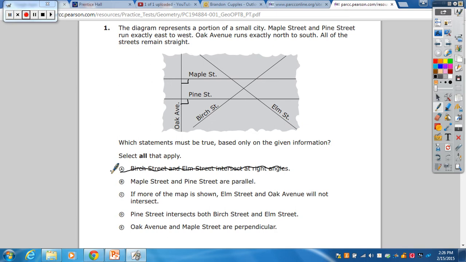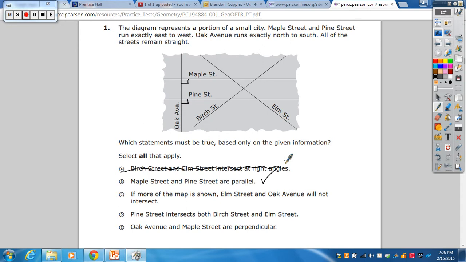Letter B says Maple Street and Pine Street are parallel. Well, if these streets both run exactly east and west, they're not on top of each other, which they're not, they must be parallel to each other. So I'm going to check that one. That one is one that you would want to answer in your answer document.